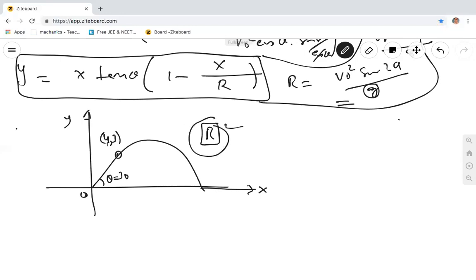Now see here. It is 4. It is 3. It is 4. So 4 is x, right? 3 is y. And this 4 is again x. And this theta is 30. You understand my point?